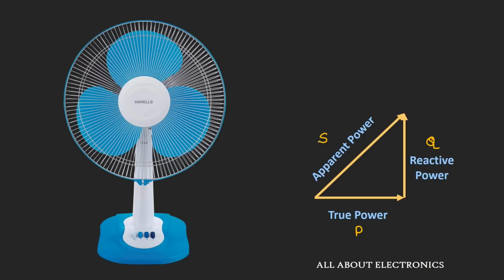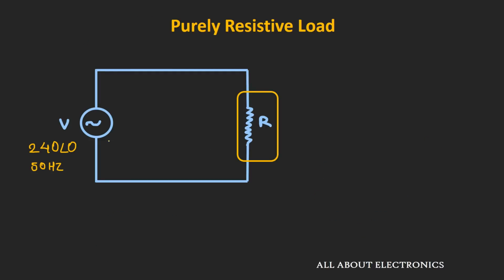Now let us understand these different powers and the power factor by taking a circuit example. First of all, let us say we have a purely resistive load connected to an AC voltage source, and let us assume the value of this load is 40 ohm. The current I flowing through this resistive load will be equal to V upon R, that is 240 volt RMS voltage divided by 40 ohm, which comes out as 6 ampere RMS current.